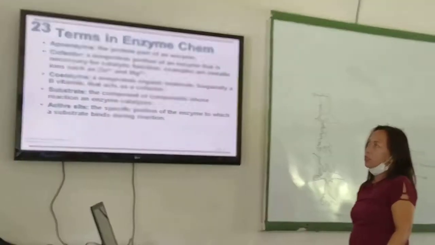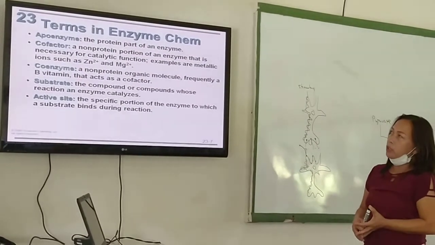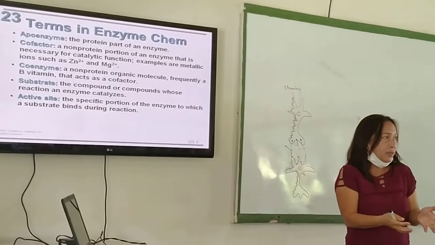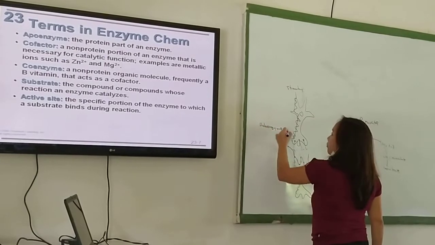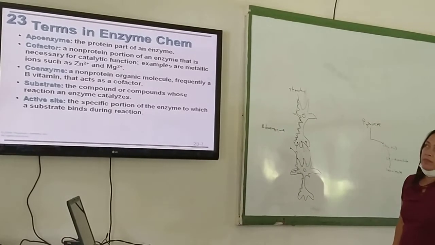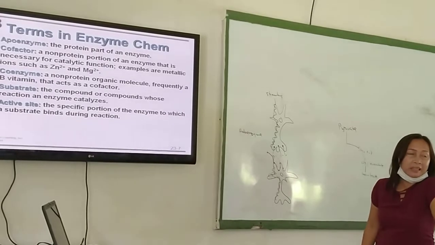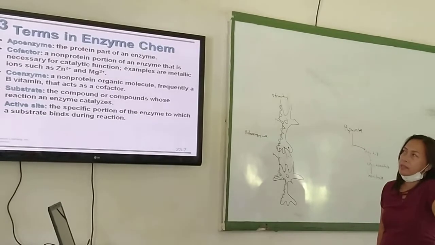Now we have to take note of these terms in the enzyme. The whole enzyme, sometimes we call it the holoenzyme, meaning the whole part of the enzyme. Now this has different parts. Though enzyme is protein by nature, not all parts of the enzyme are protein. The protein part of the enzyme is called the apoenzyme. Okay, you take note of this.